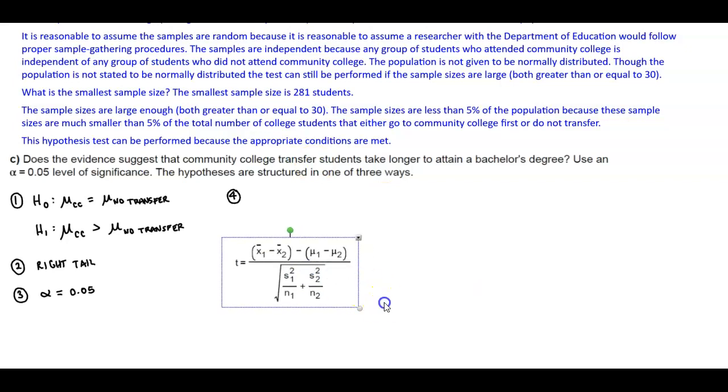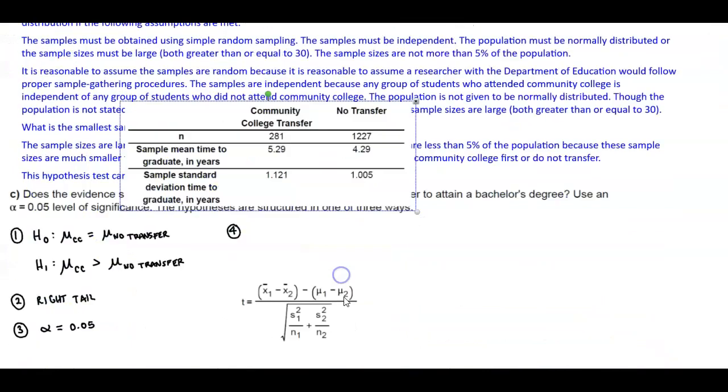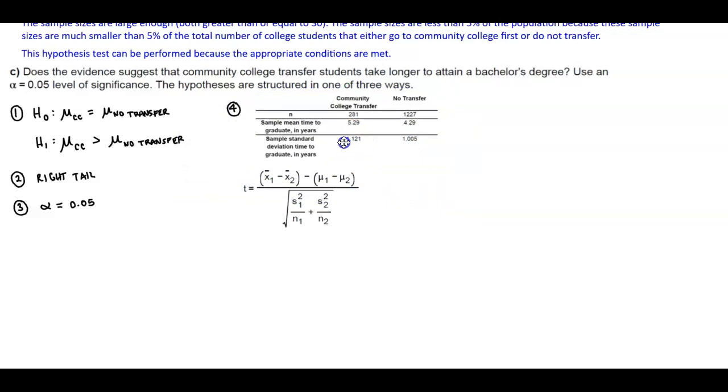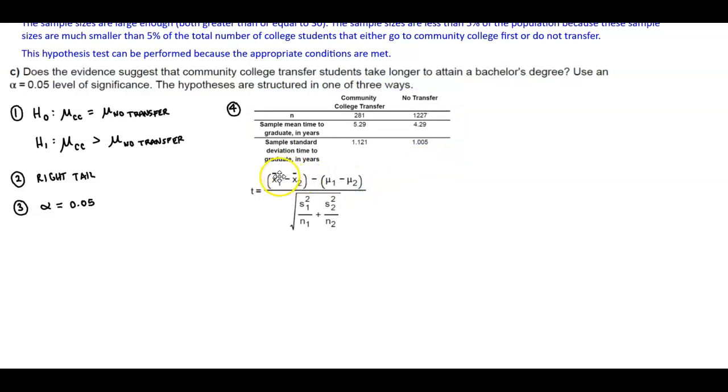So we have the formula for the test statistic, but what we need to do is bring down the information here. This is the information that we want to pull. We know that we have the sample size for population 1, which is the community college transfer, and then no transfer. So what we're going to do now is find the test statistic. We know that mean 1 is going to be 5.29 minus mean 2, which is 4.29.